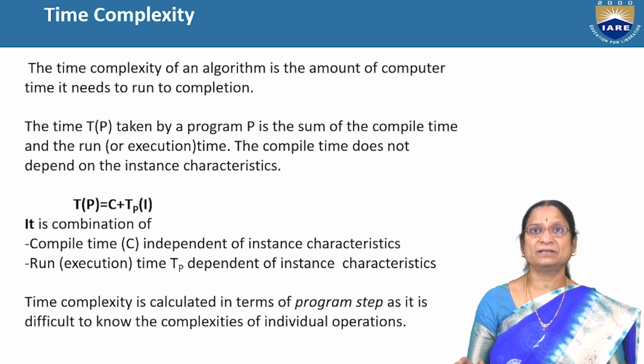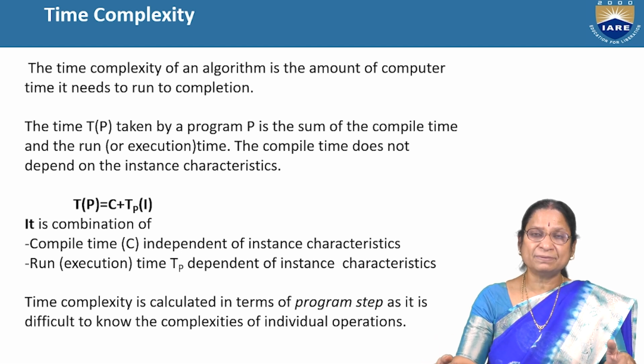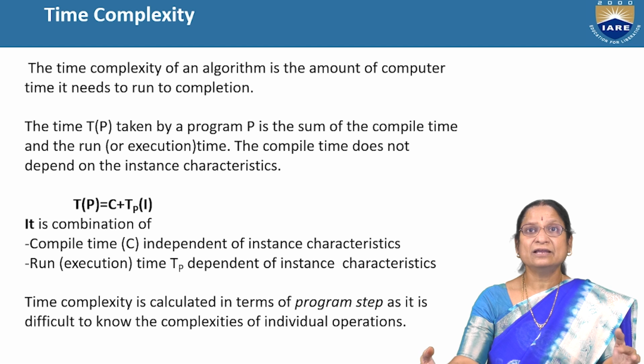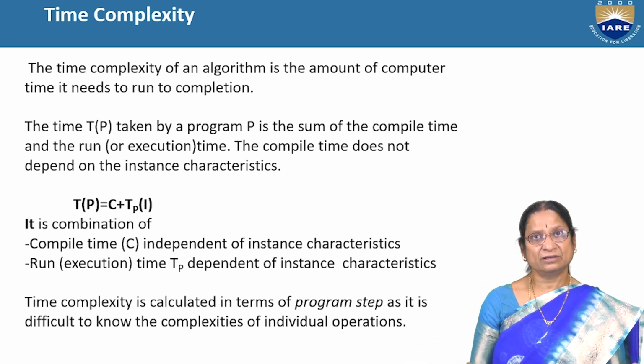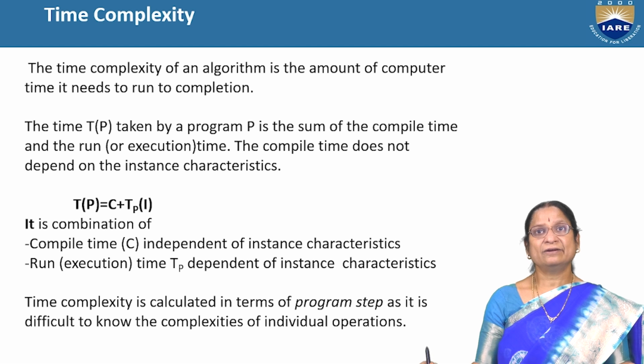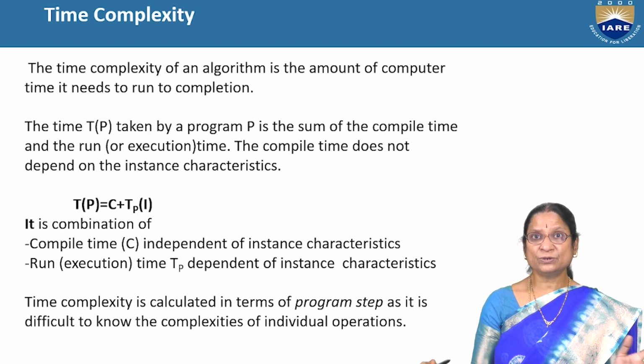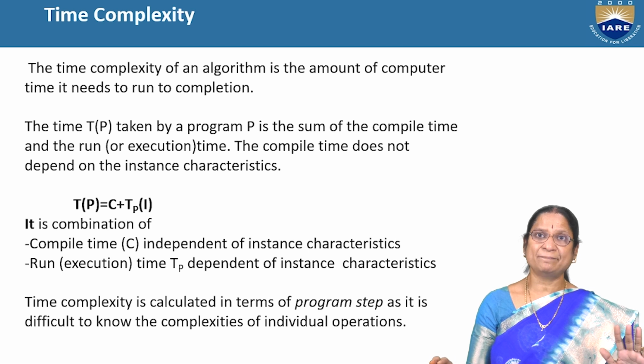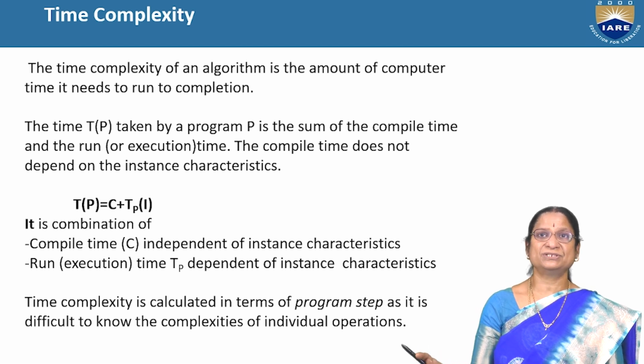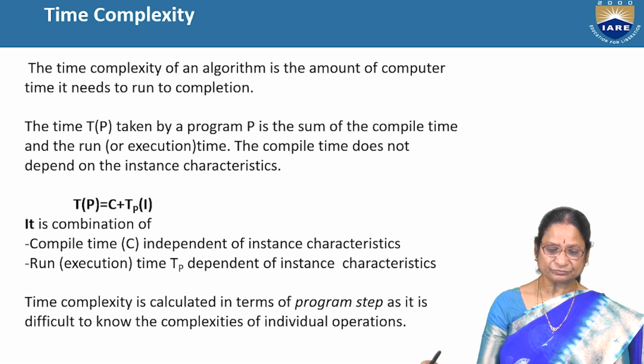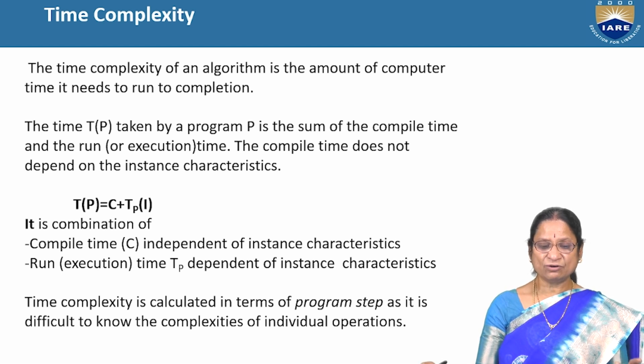Why? Because it depends upon the input size. For example, to sort 10 numbers, it will take less time. To sort 100 numbers, a little bit more. If you would like to sort 1 million numbers, it will take more time. So depending upon the input size, the time taken to sort the list of elements is more, that is, the execution will be more. But the compilation is the same because the same number of steps are converted into machine level language. It is constant actually. So the compilation time does not depend upon the instance characteristics of the input.